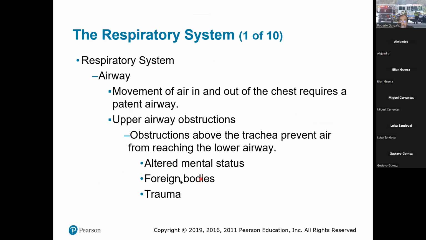They can develop from foreign bodies and trauma, or can be caused by altered mental status, in which once you go unconscious, your tongue becomes real loose, and the most common airway obstruction in an unconscious patient is their tongue. So you need to do what we call an airway maneuver. It's called the head tilt chin lift or the modified jaw thrust, and we'll teach you how to do those.